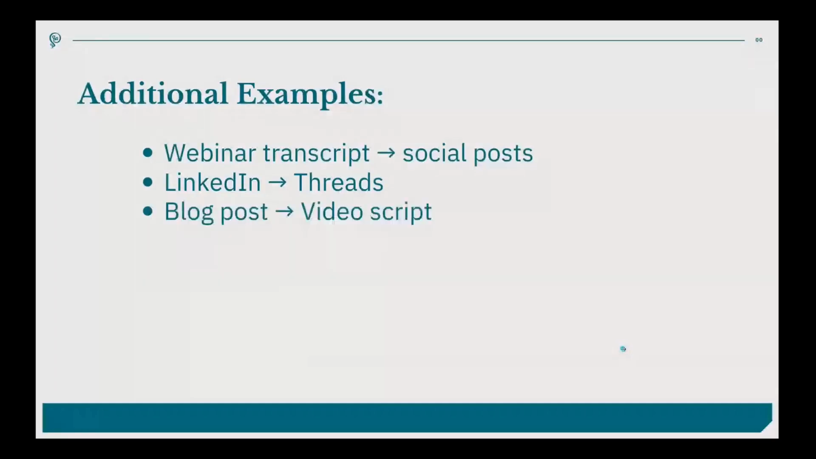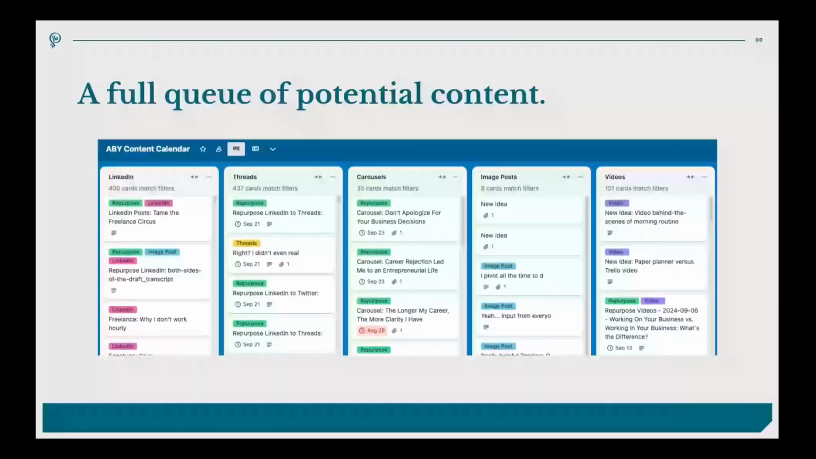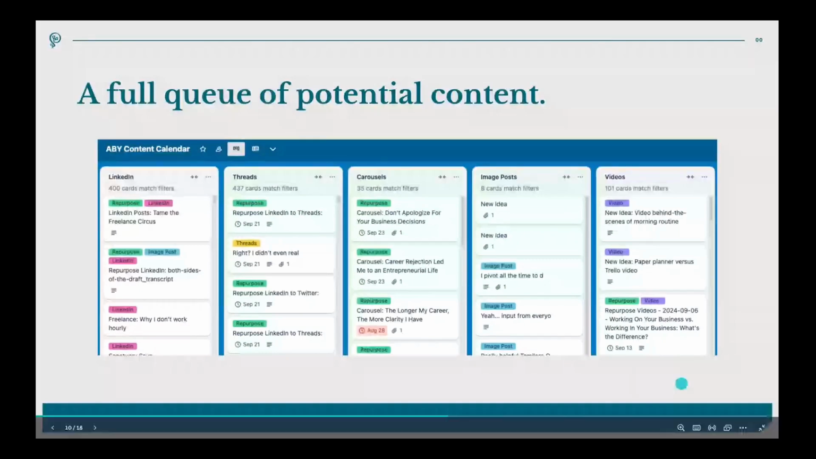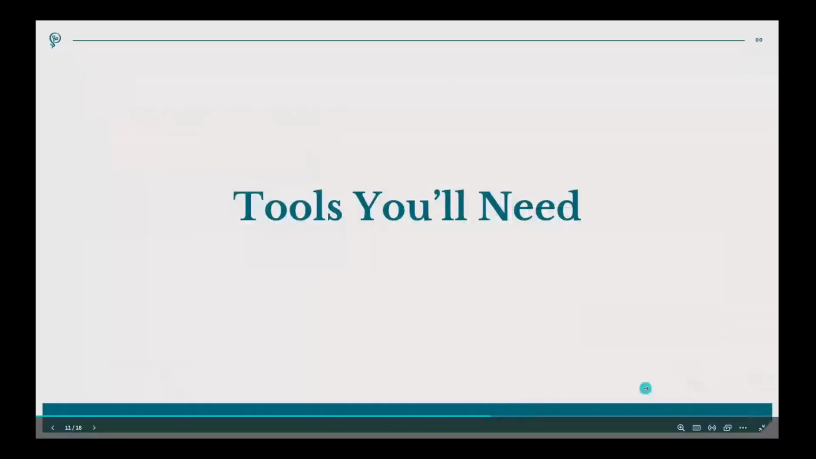You may have a published blog post and want to pull out one of the main ideas and turn it into a video script. I produce a lot of content on the internet, and almost all of it is repurposed through automation in some way. Here is a screenshot of my content queue in Trello. You can see I have literally hundreds of potential ideas, and most of it is based on something that I have published previously. So let's talk about the tools you need to make this happen.